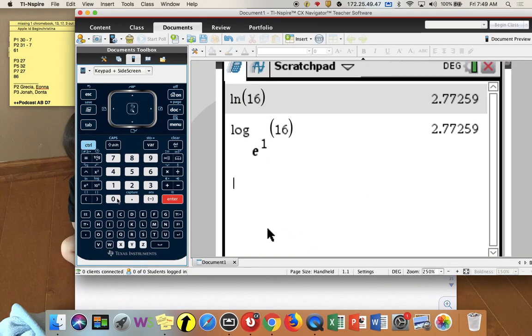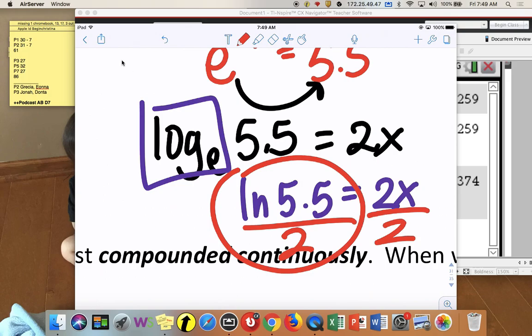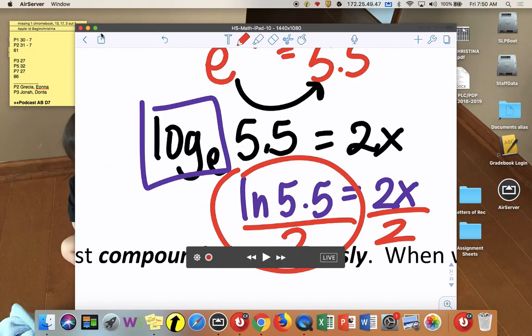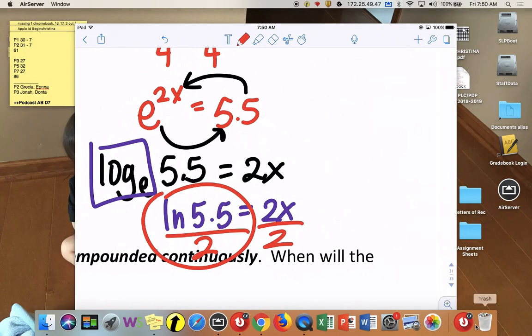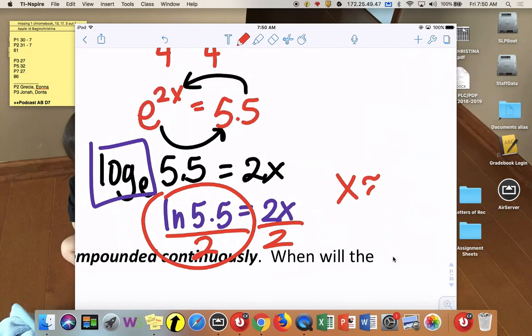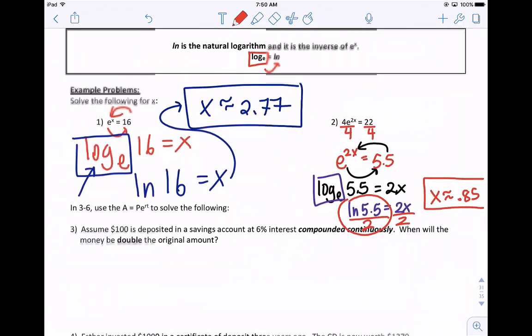So let's do that. ln, so again, control e to the x. And it was ln of 5.5. And that whole thing divided by 2. And it's about 0.85. Oops, maximize that one. Okay, so we get 0.85. So x is about 0.85. Okay, so there is using the natural log when it's base e to solve.